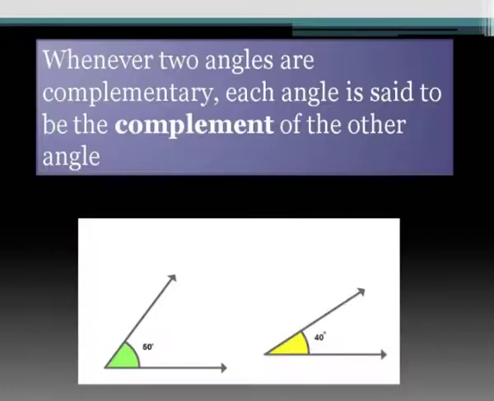So whenever two angles are complementary, each angle is said to be the complement of the other angle. For example, in this figure you can see the first angle is 50 degrees. So we can say 50 degrees is the complement of 40 degrees, or otherwise 40 degrees can be denoted as the complement of 50 degrees. Like that, when two complementary angles are given, each angle is said to be the complement of the other angle.